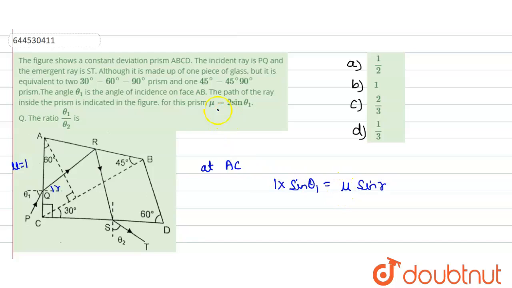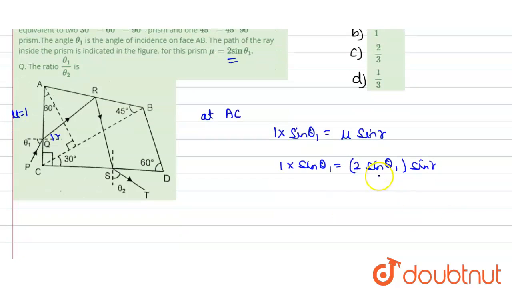Now what is the value of mu? The mu value of this medium has been given as 2 sine theta 1, so 1 into sine theta 1 would be equal to 2 sine theta 1 multiplied by sine r. Clearly sine theta 1 cancels, so sine r would be equal to 1 divided by 2, which means r would be equal to 30 degrees. Let's write here 30 degrees.